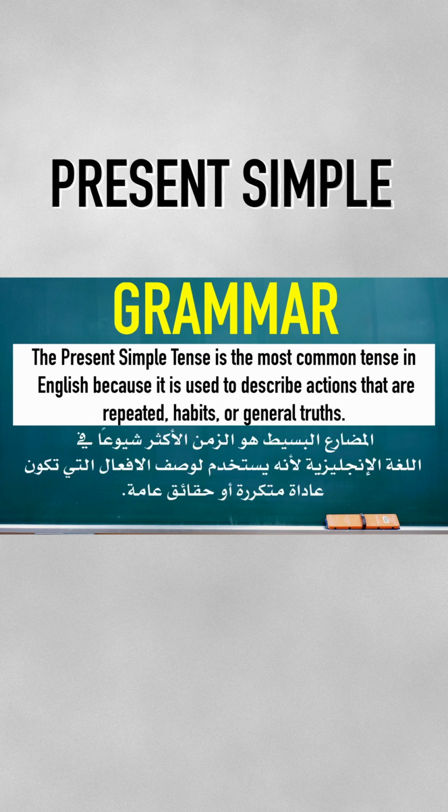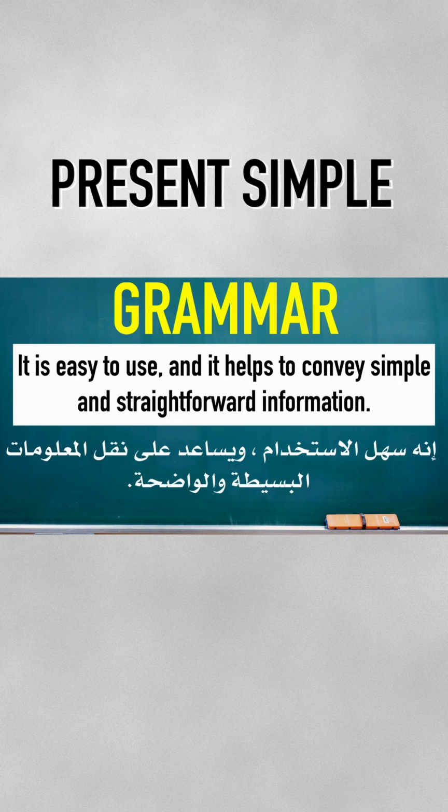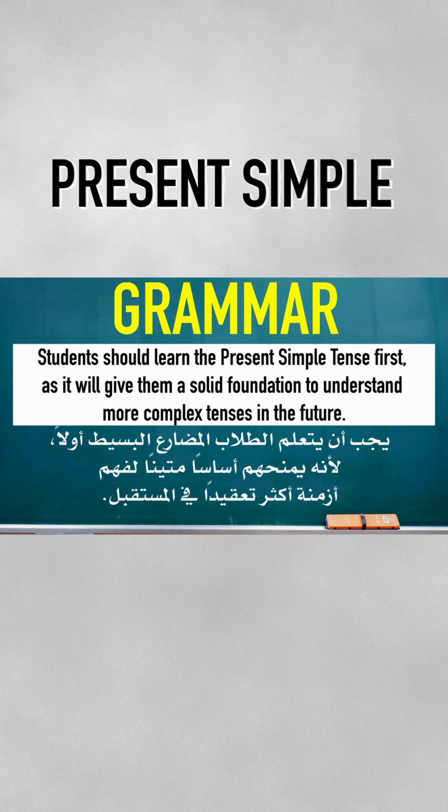The present simple tense is the most common tense in English because it's used to describe actions that are repeated, habits, or general truths. It's easy to use and it helps to convey simple and straightforward information. Students should learn the present simple tense first, as it will give them a solid foundation to understand more complex tenses in the future.